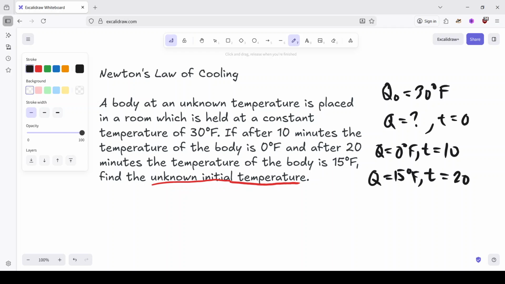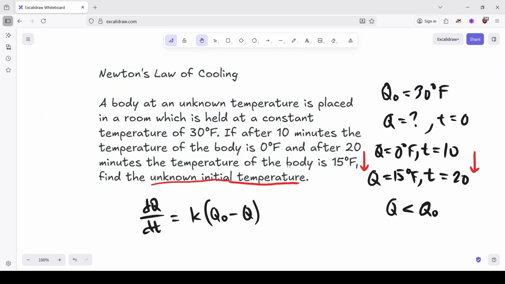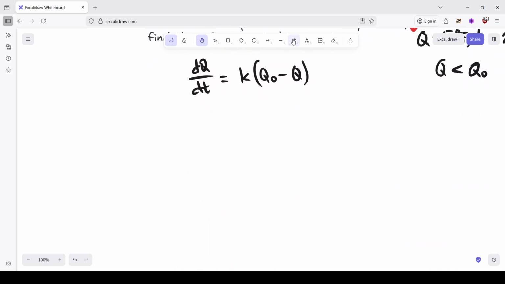Also, I would like to point out that if we look at the trend here, as the time increases, the temperature of the object is also increasing. In other words, the initial temperature of the object is less than the ambient temperature. So if this is the case, we can use the formula we have mentioned in the previous video, that we can interchange Q and Q sub O depending on who is larger. In this case, Q sub O is larger. So Q sub O minus Q. Okay, so this will be our working equation. Then here, our Q sub O is 30.